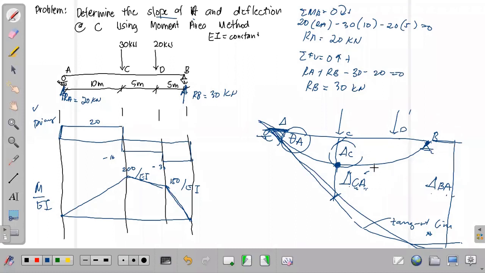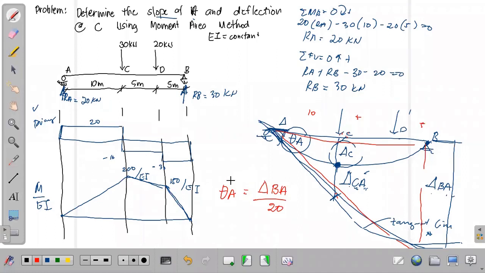Okay, so looking at this diagram, makaka-create ka na ng equation for theta A, diba? Pagka tinitignan mo ito, itong triangle na ito. Using SOHCAHTOA, theta A is equal to delta BA over the length, which is equal to 10, 5, 5, 20. Diba? So yung magiging theta A mo is delta BA over 20. Pagka ito kasi yung kinuha mo dito sa may C, pwede mong kunin ito. Pero pagka ito yung kinuha mo, magiging dalawa na yung unknown mo. Hindi mo alam yung slope sa A, hindi mo din alam yung deflection sa C. Kaya magiging dalawang unknown mo.